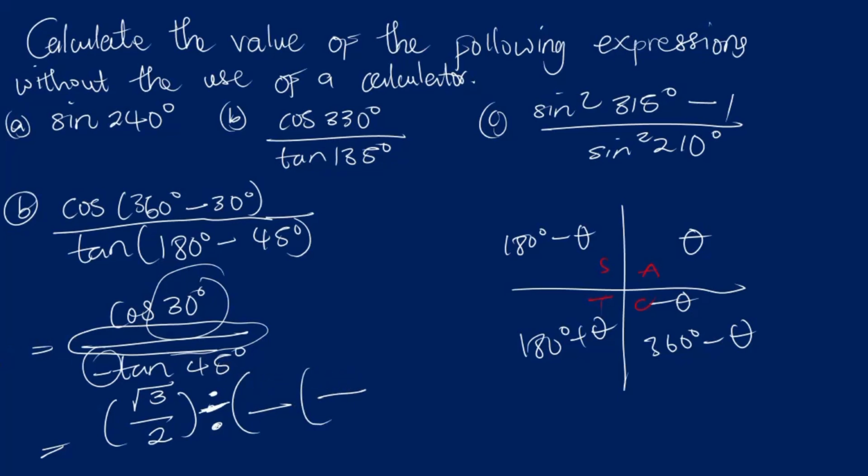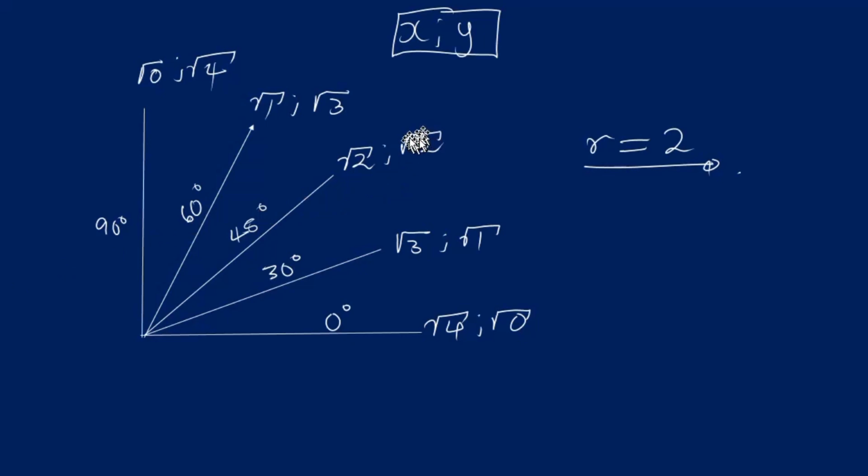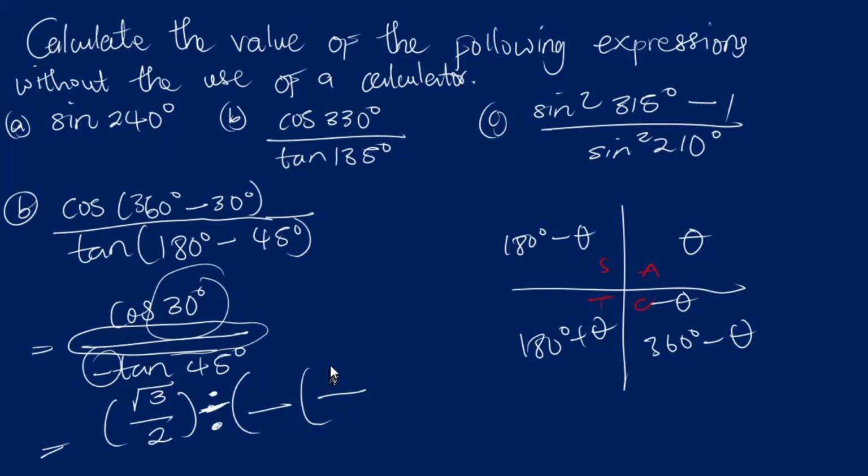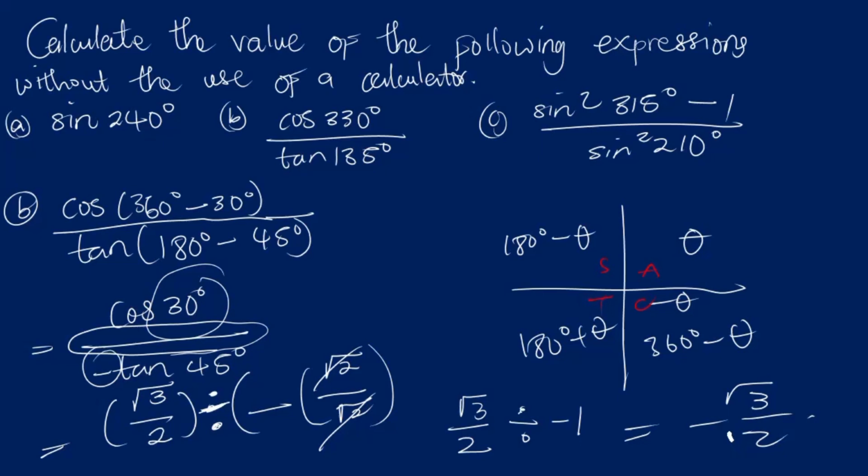For 45, my opposite for 45 is root 2, my adjacent is root 2. So I have root 2 over root 2. Basically this cancels and then we are left with 1, right? So I have root 3 over 2 divided by negative 1, which is the same as negative root 3 over 2. Easy as that. This is beautiful.